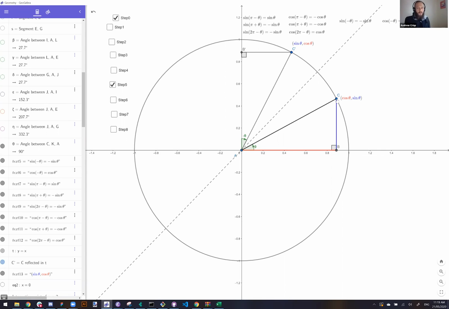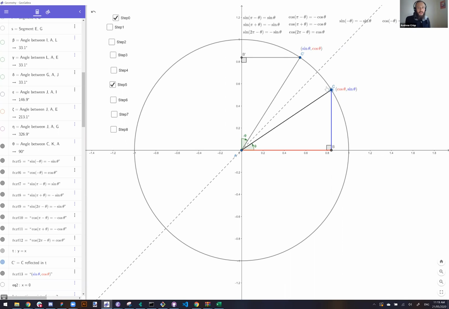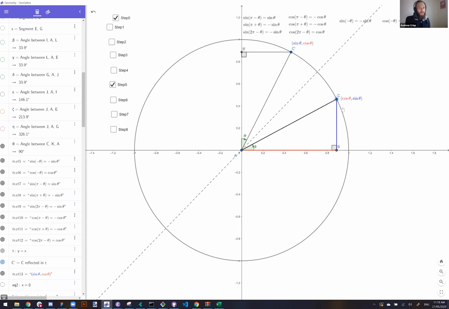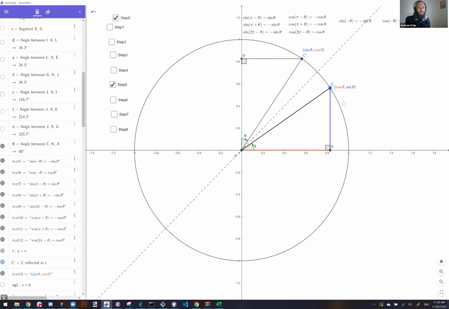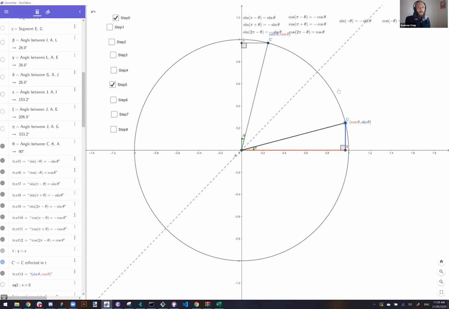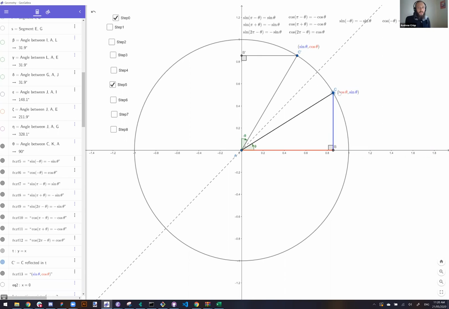So when I reflect it across this line, before I was reflecting across the axes, but this time I'm reflecting it across this line. So you can see we don't have a rectangle this time. Instead, we have 2 mirror images of the same triangle. But one thing you'll notice is that here it says cos theta, sine theta, and over here it says sine theta, cos theta. Why is that?